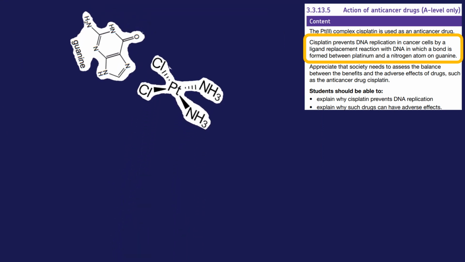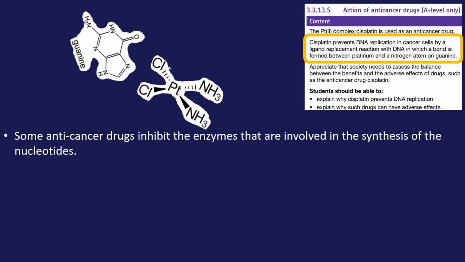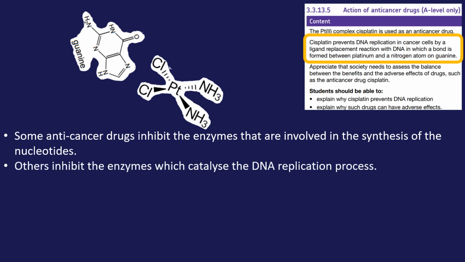So I've taken my cisplatin, and we'll look at the formula of that shortly, and I've taken my guanine. Some anti-cancer drugs inhibit the enzymes that are involved in the synthesis of nucleotides, and that's what's happening here. So they're preventing the replication. If they inhibit the enzyme, they prevent the DNA from replicating.